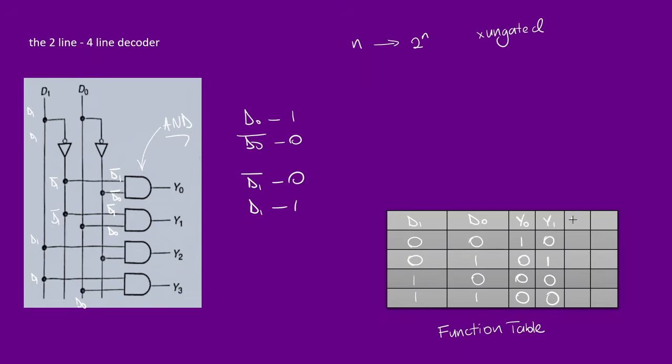Do the same when handling y2 and y3. Y2 is connected all the way to D1, and the second junction is all the way to not D0.